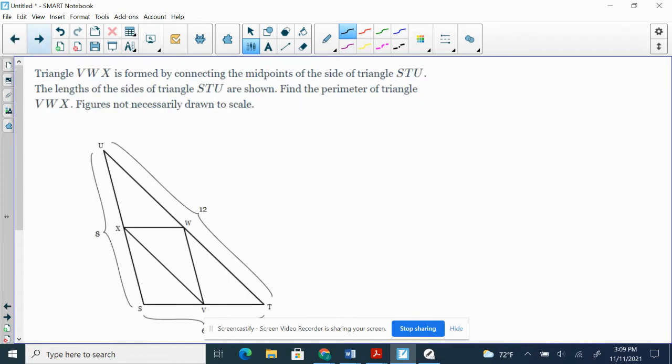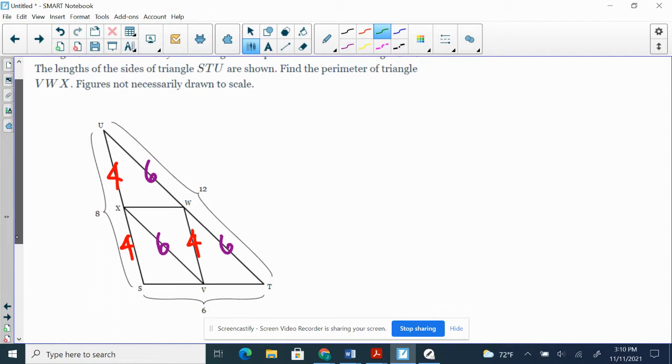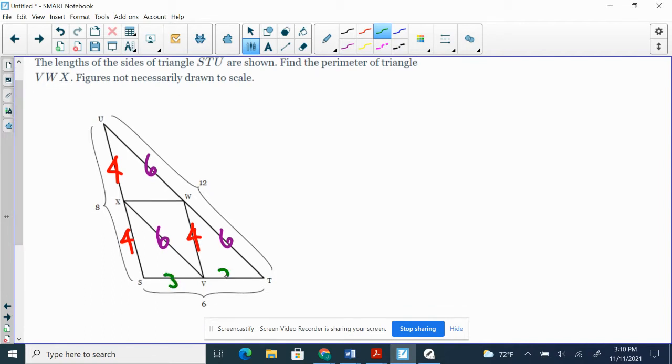Our second example from Delta Math. So if I know that all of this is 12, then I know this is 6, this is 6, and then the mid-segment that is parallel to it is also 6. I know this is 8, so that means I'm 4, 4, and its mid-segment that's parallel is here. Since the bottom is 6, then that means I know that it's 3, 3, and its mid-segment is 3.